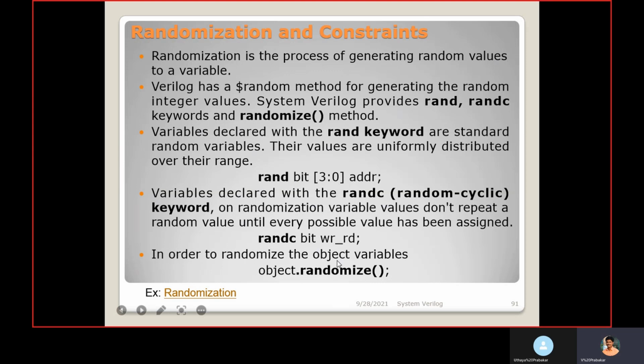In order to randomize the object variable, this is the way you can access the randomize method. Randomize is the predefined method available. You write the class instance name dot randomize, and automatically the variables which you declared as rand and randc will get randomized values. Let's see one example here.